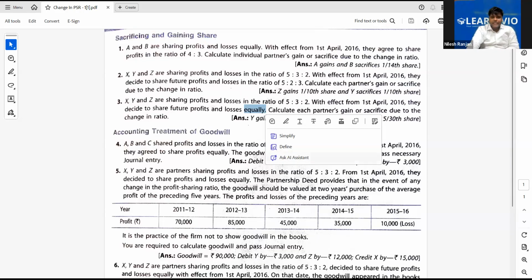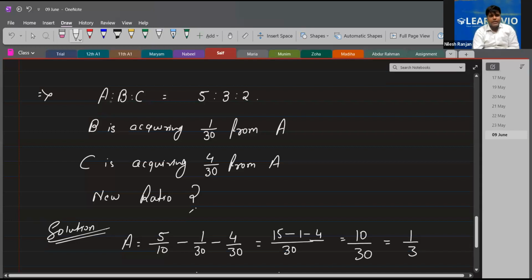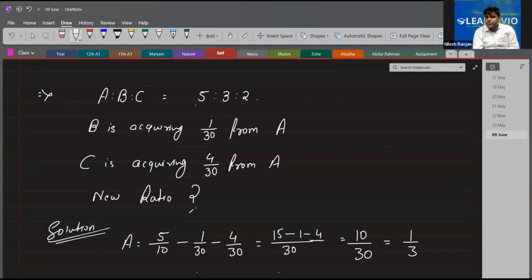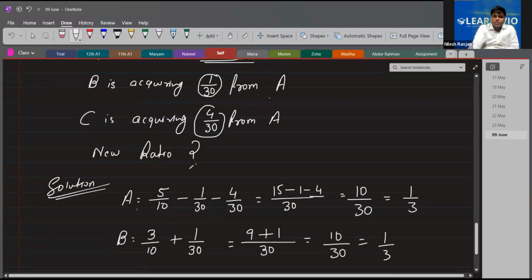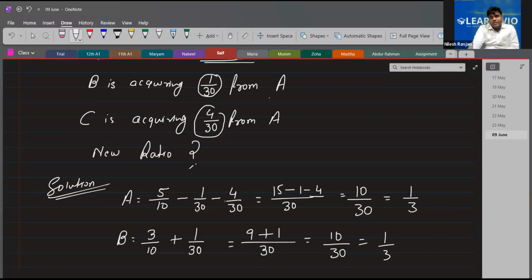That's why I have taken a question of "from his share". You can see here A, B, C are partners. The profit sharing ratio is 5 is to 3 is to 2. B is acquiring 1/30th share from A. C is acquiring 4/30 from A. So you can say A is sacrificing 1/30 to B and 4/30 to C. Both shares are given by A, so these two will be deducted from A's share. You can see 5/10 is his old share minus 1 by 30 minus 4 by 30. So 15 minus 1 minus 4 by 30, 10 by 30, 1 by 3.